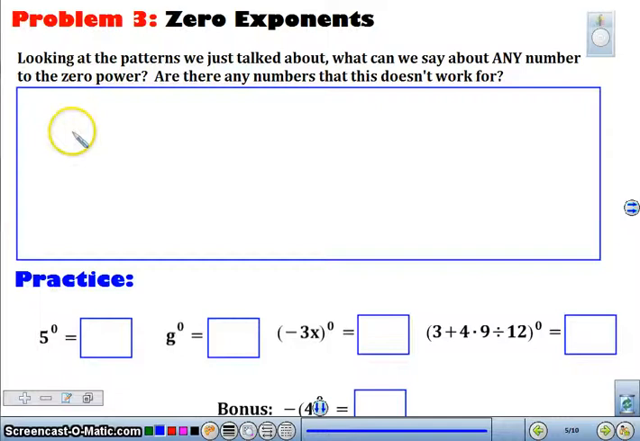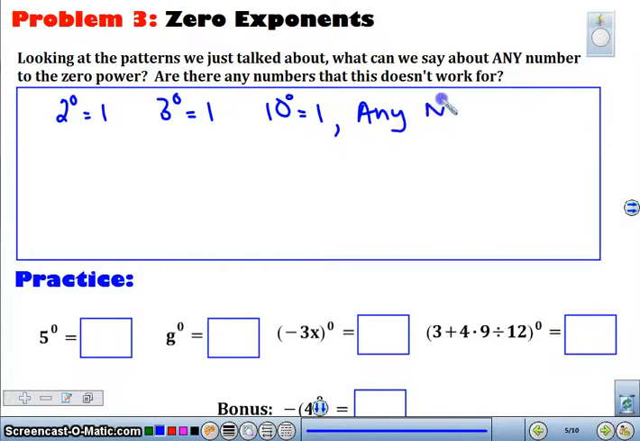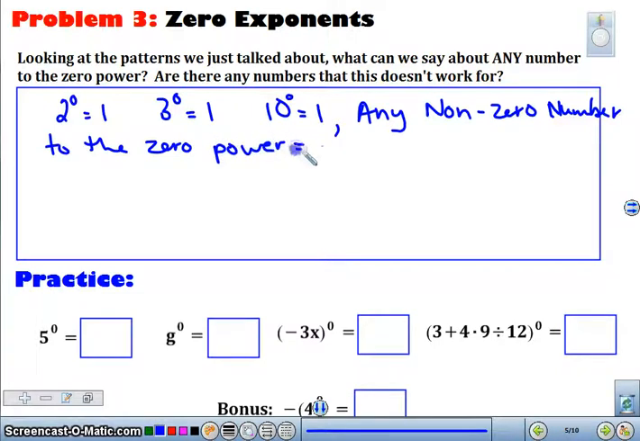So I want you to notice, looking back at that table, all the zeros. We had 2 to the 0, which equaled 1. We had 3 to the 0, which equaled 1, and we had 10 to the 0, which was equal to 1. So what do you think we can say about any number to the 0 power? Here is our key thing: any non-zero number to the 0 power will always be equal to 1.